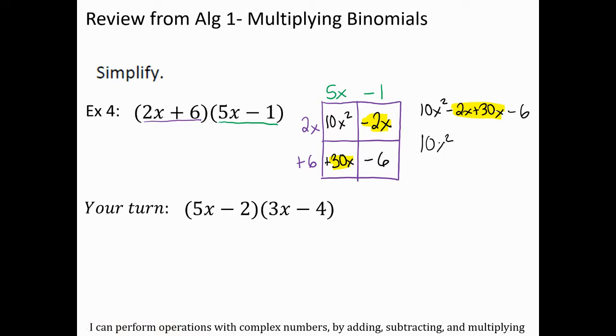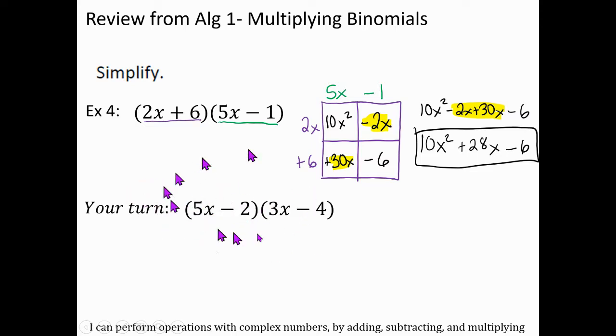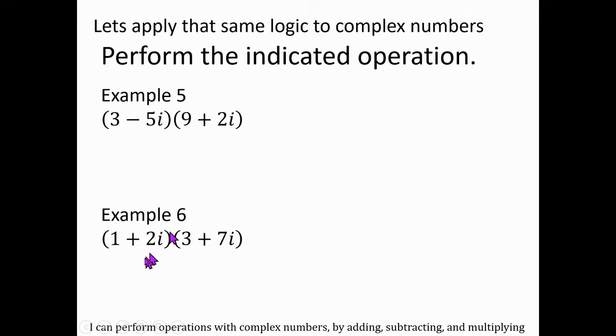So we're going to have 10x squared. And 30 minus 2 is 28x minus 6. This is this multiplied. So try this one yourself. Make sure you know what you're doing. I'm going to go ahead and move on for time purposes. And we're going to now go over that same logic to complex numbers. So we're going to do that exact same thing.